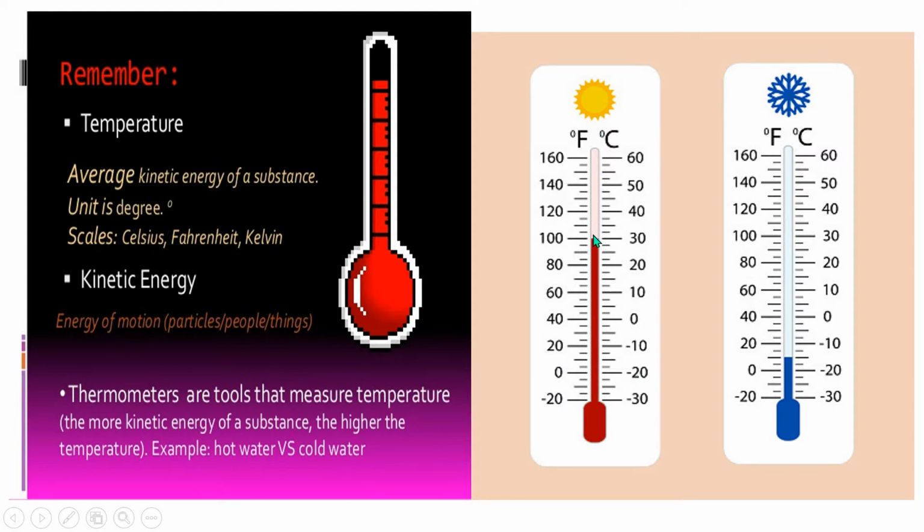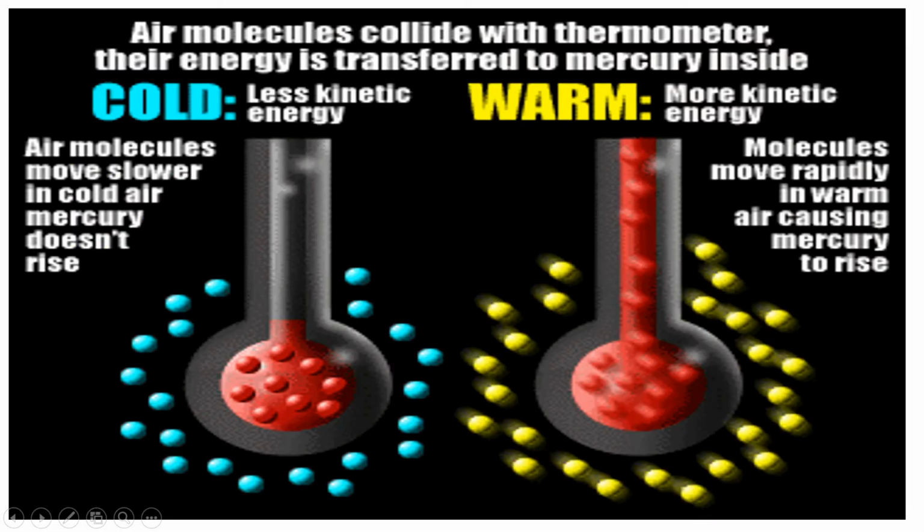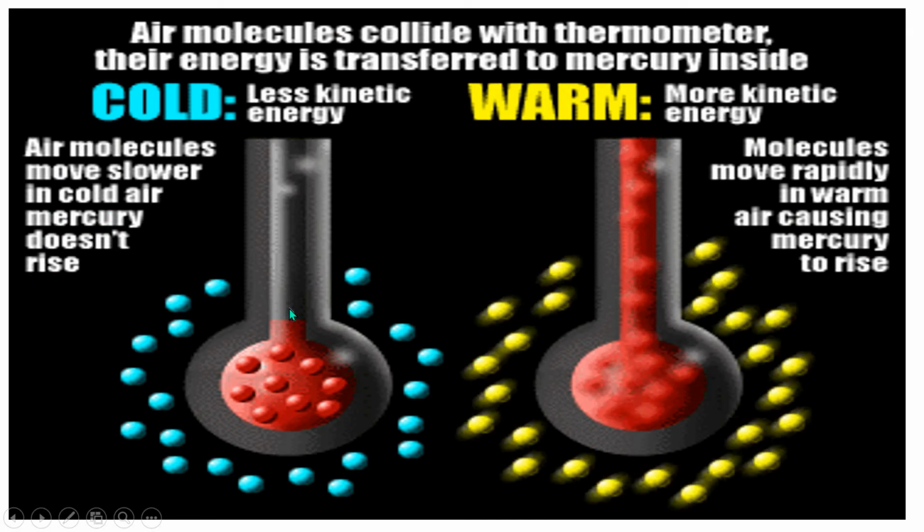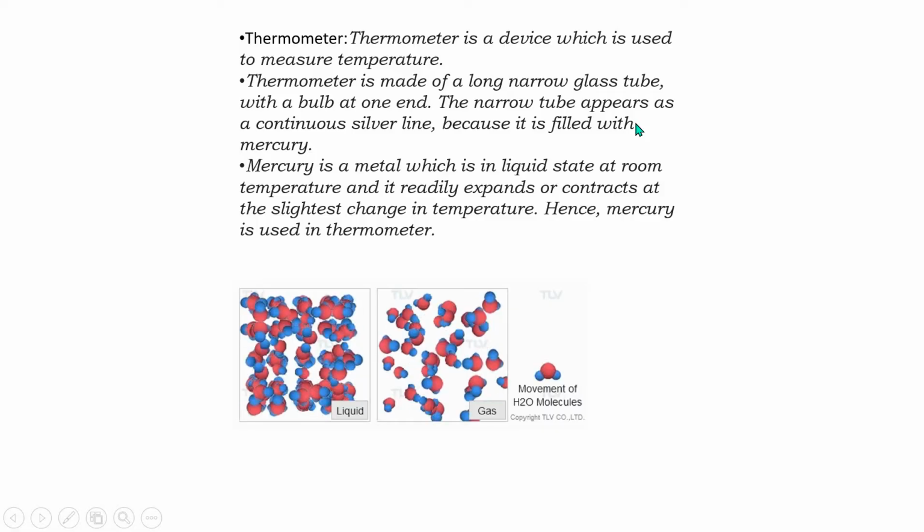And this is how, when the temperature increases, the rise in the mercury also increases, and when the temperature decreases, the mercury also decreases in a thermometer. In cold, less kinetic energy is there, which means the air molecules move slower. In cold air, mercury does not rise, so that's why the mercury has not risen here; the movement is slower. Whereas in warm, the kinetic energy is more, molecules move rapidly, causing the mercury to rise, and the red color mercury rising indicates the rise in temperature.